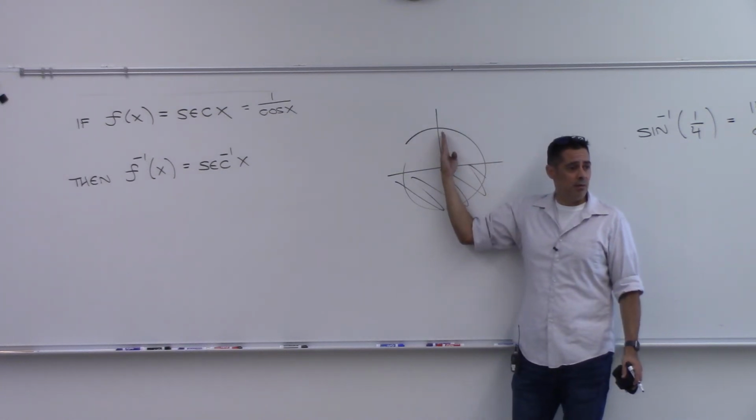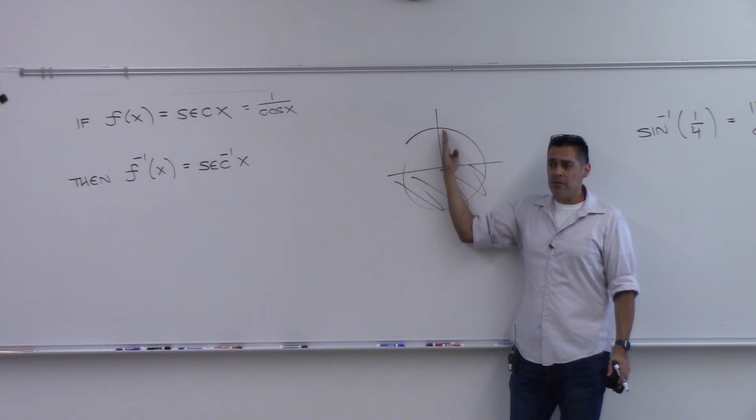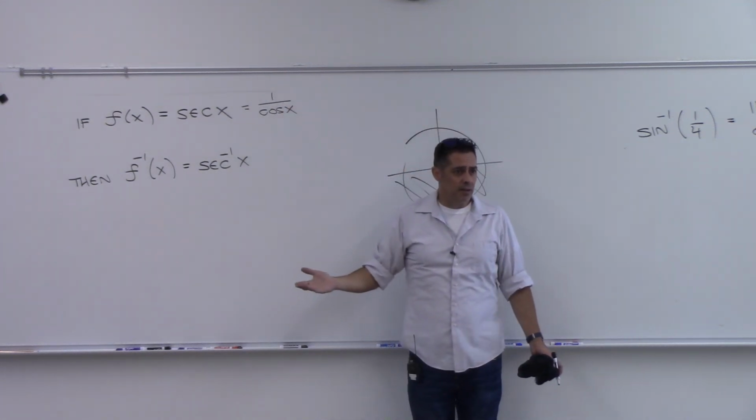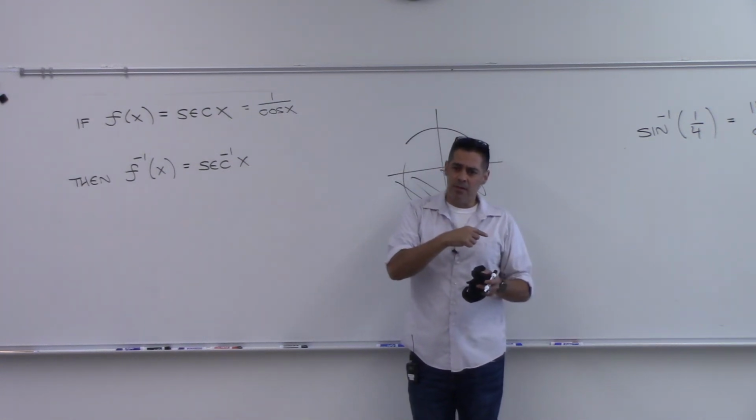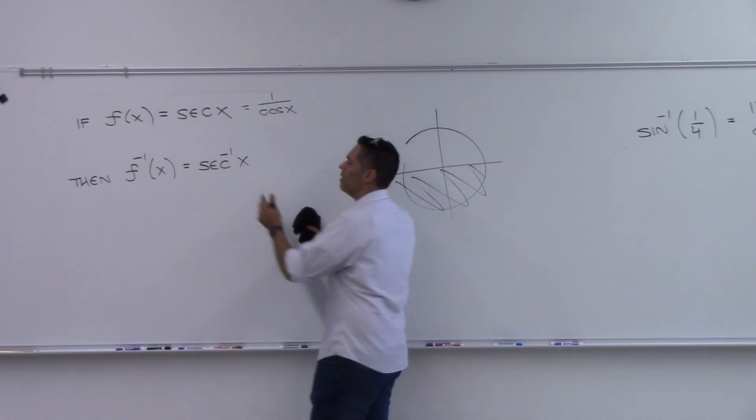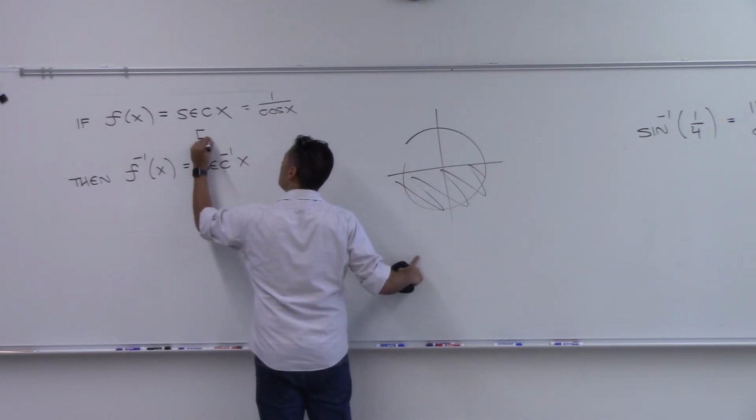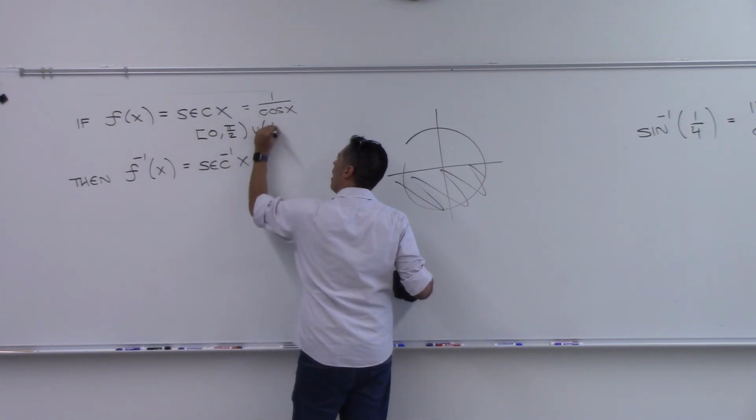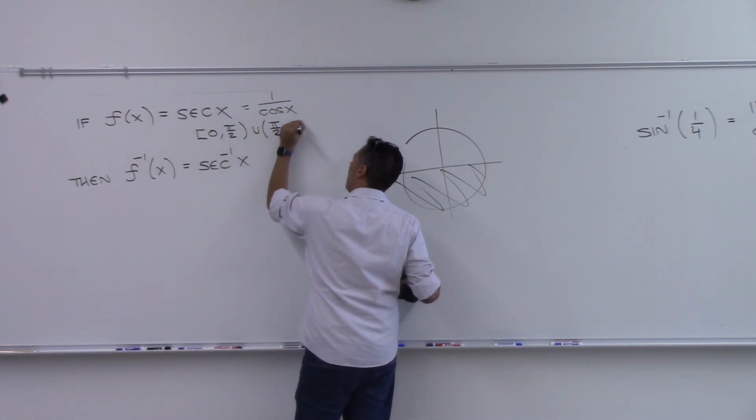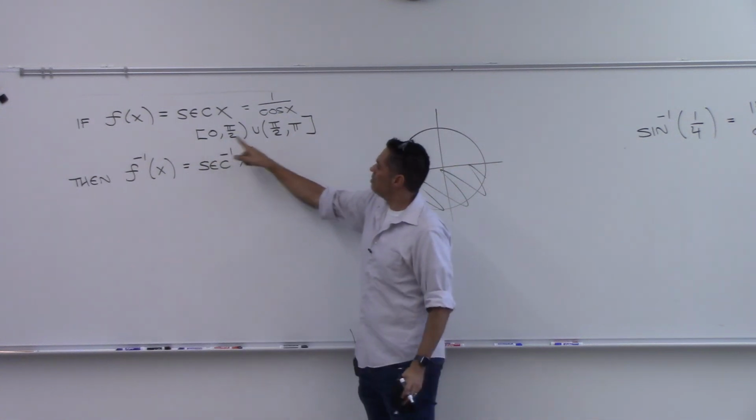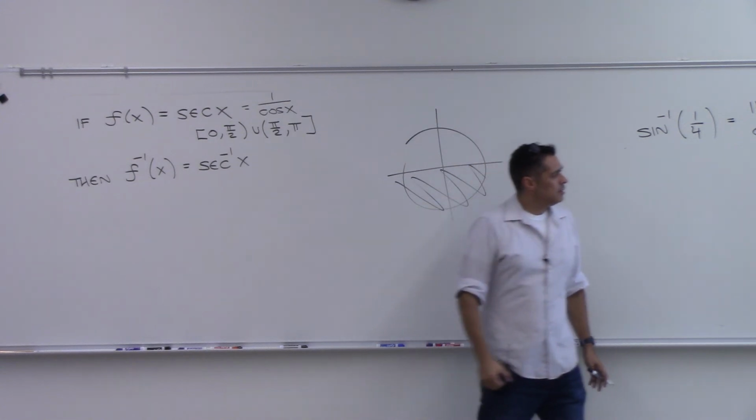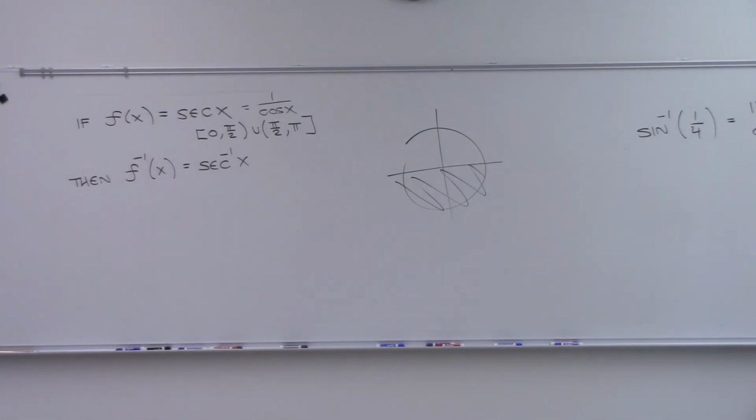At pi over 2 we have an issue, don't we? If we try and plug pi over 2 in, cosine of pi over 2 is 0, and you get 1 over 0, which is undefined. So just like we had a problem a minute ago with the cosecant, we do have a problem here. We're going to go from 0 to pi over 2, and then union from pi over 2 to pi. It's okay to include the two endpoints, 0 and pi, but you can't include pi over 2 or else you're going to have an issue. So I'm using 0 and pi because that's the way we restricted cosine.